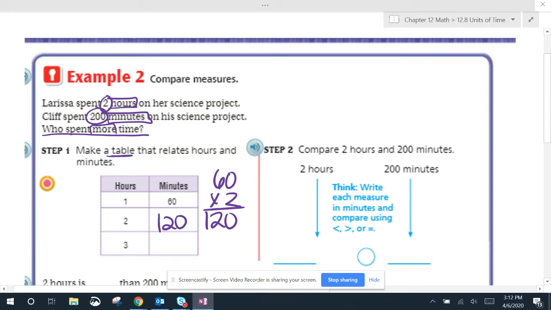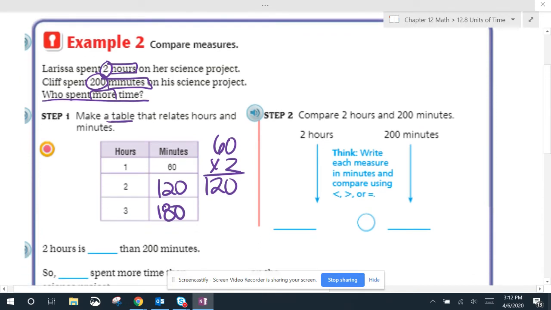So how many minutes are in 3 hours? Well, 6 times 3 is 18 plus a 0 is 180. So in 3 hours, you have 180 minutes. So now we're going to compare them. We wanted to know 2 hours. Looking at our table, 2 hours is 120 minutes, not seconds. I apologize.